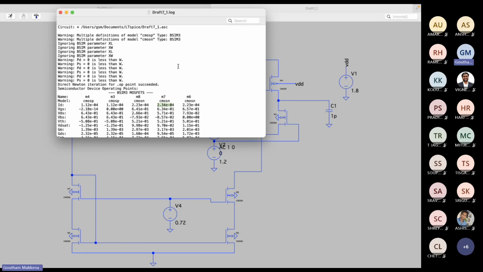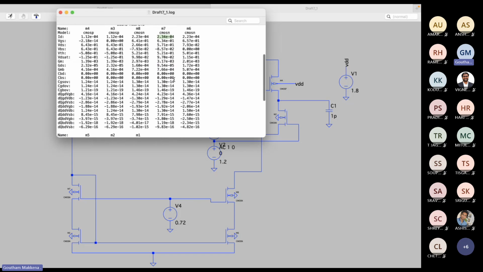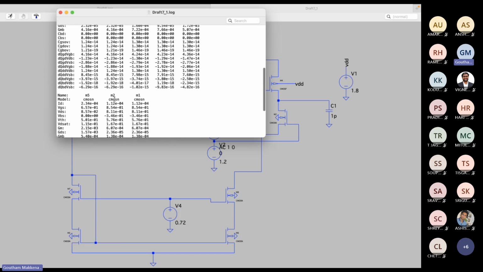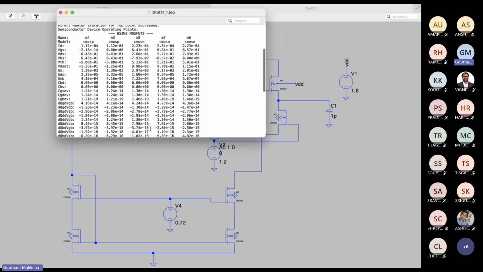So M1, M2's gain or transconductance should be 628 microsiemens. Okay, so these are the values for M1 and M2. So almost there, 610 microsiemens. We are almost getting there. Are you able to convince yourself that this is a better design?